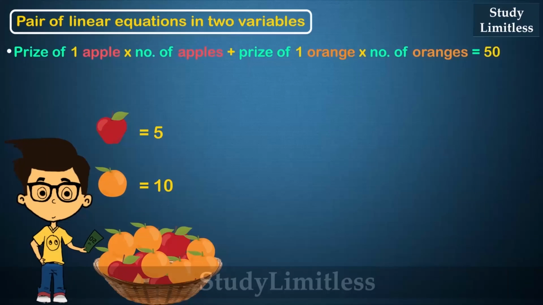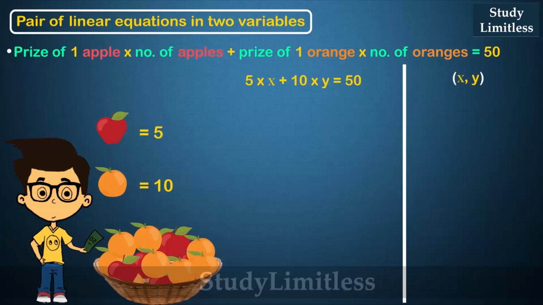That is, price of one apple into number of apples plus price of one orange into number of oranges is equal to rupees 50. Or we could write this as 5 into x plus 10 into y is equal to 50, where x is equal to number of apples and y is equal to number of oranges. We can observe that the equation 5x plus 10y is equal to 50 is a linear equation in two variables x and y. We could write this equation as 5x plus 10y minus 50 is equal to 0. What we have done here is we have just shifted 50 to the left hand side.